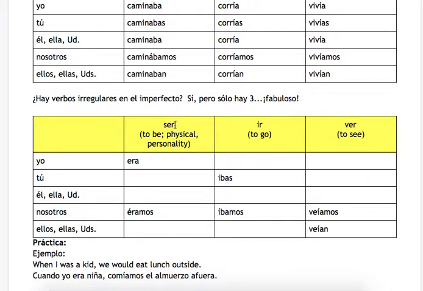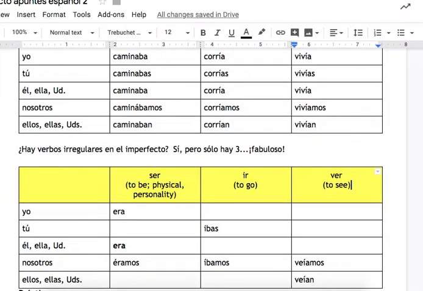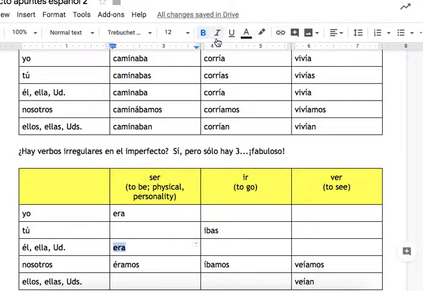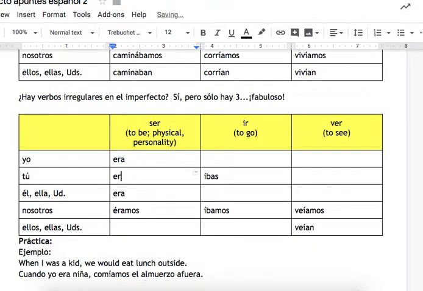So the first one is from the verb ser, which means to be. And in present tense, that's like es, like is. So the past tense of is was. And the way to say was for physical or personality traits is era. And just like in the regular verbs, the yo form and the he, she, usted form are the same. So we can do era here too. I don't know why that's bolded. Let me fix that. Okay, and you could probably guess that the endings are also similar.